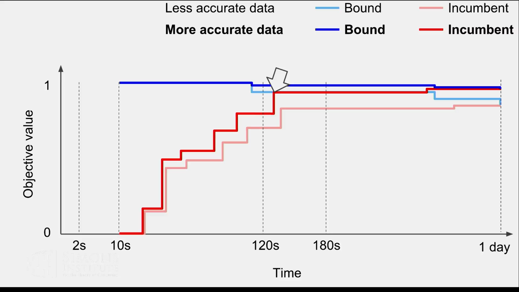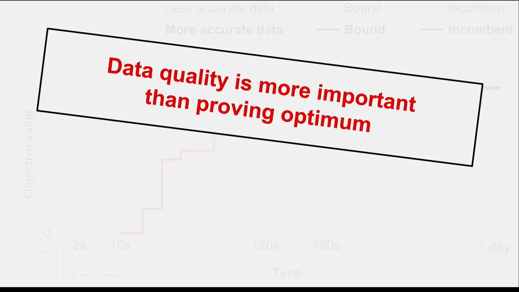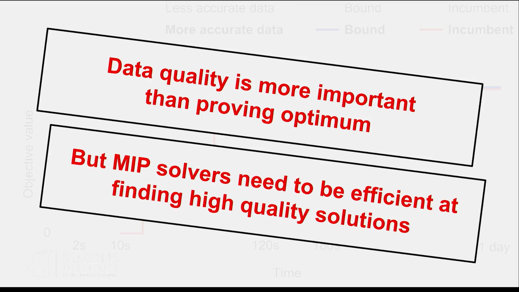And the thing is that very often it pays off to work on the model, to work on the quality of data, because this gives you a bigger improvement than trying to optimize to optimality your less accurate model. So in essence, what it means is that data quality or model quality is more important than proving the optimum in practice. However, of course, we still need this very rapid progression, very rapid improvement if we want to have a good quality solution very, very fast. So there is still a question, how can we get the solution of high quality fast?